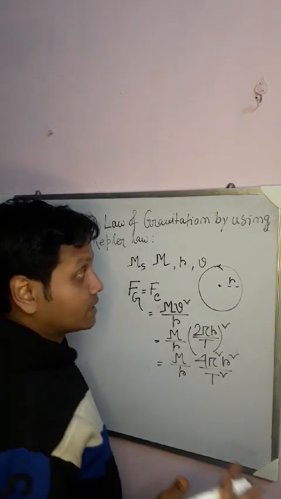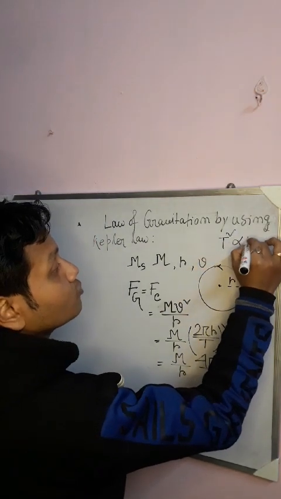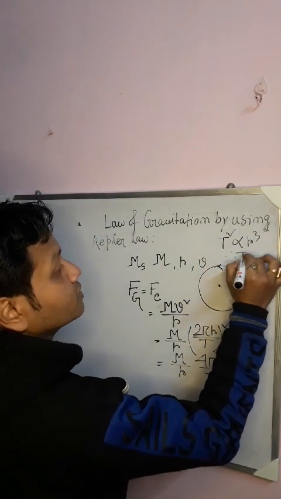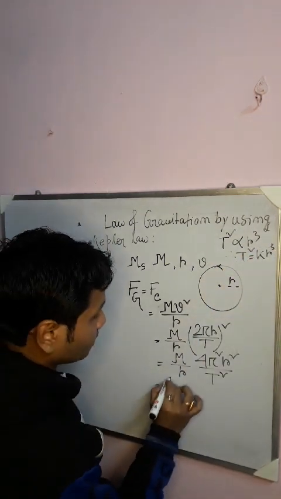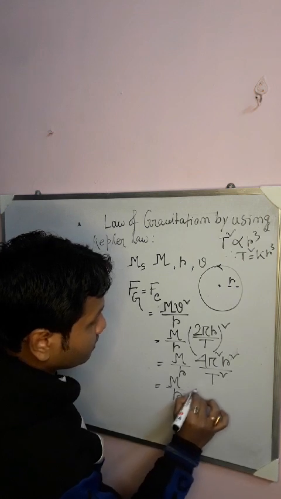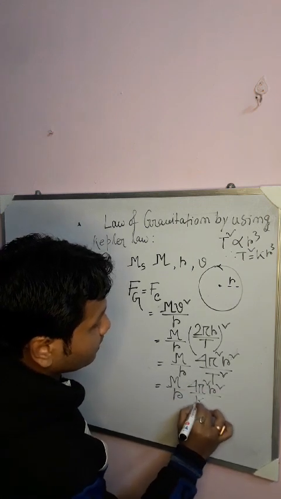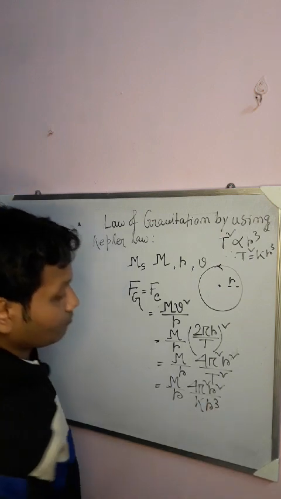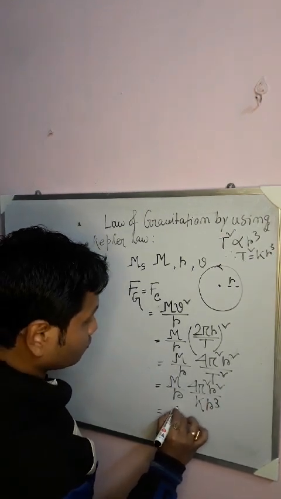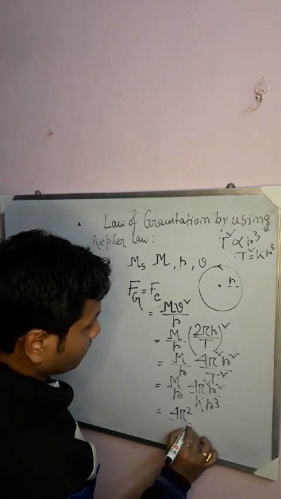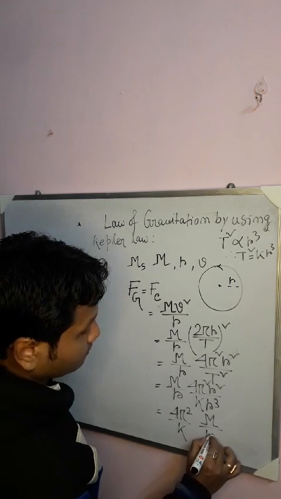Now we will use Kepler's law. For circular orbit, T square is proportional to r cube. So we can put T square equal to k r cube. Just substitute here. So m by r, this is simply 4 pi square r square upon k r cube. So r to the power 4, that means 1 upon r square. So 4 pi square by k, this is simply m by r square.